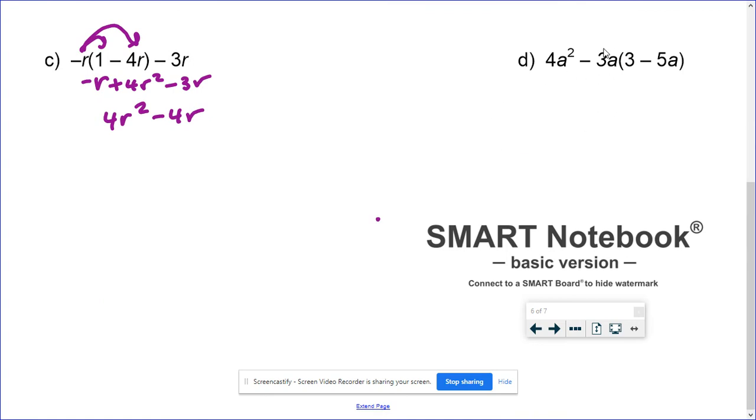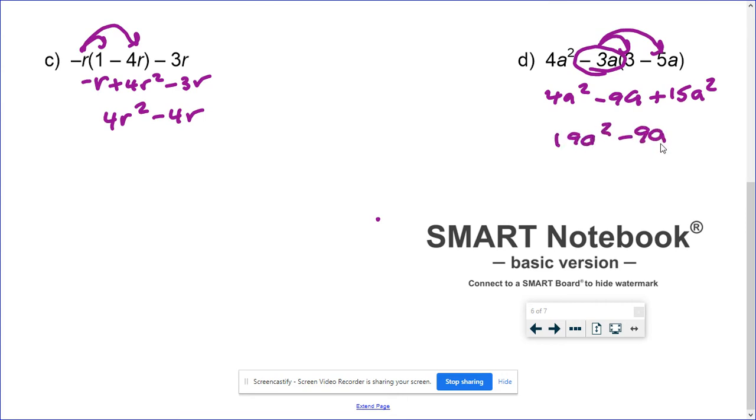And the last one here, I would distribute the negative in with it. So I'm distributing the negative 3a into both terms. So you have 4a squared. Negative 3a times 3 is negative 9a. Negative 3a times negative 5a is plus 15a squared. Combine the like terms, so it's just the a squares that go together. So it's 19a squared minus 9a. Okay?